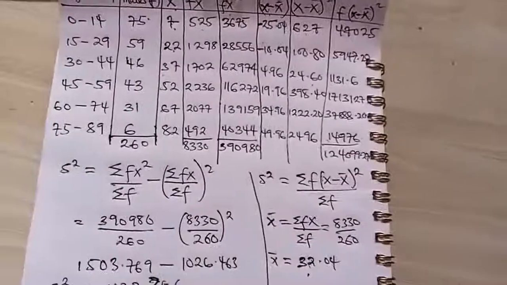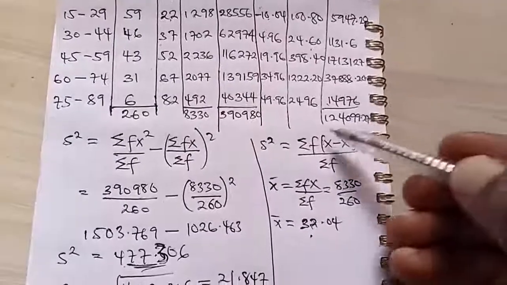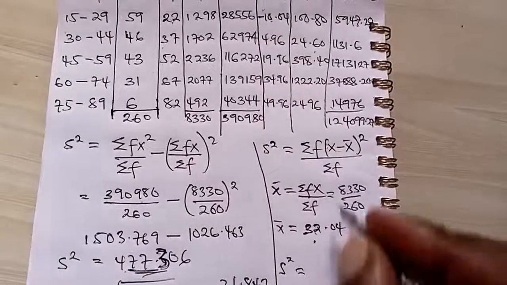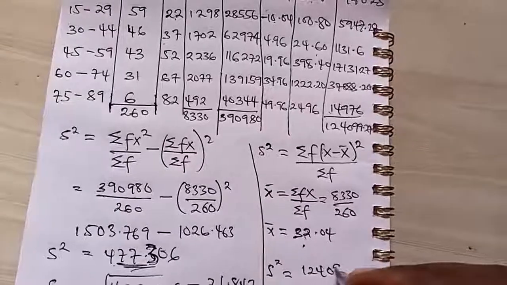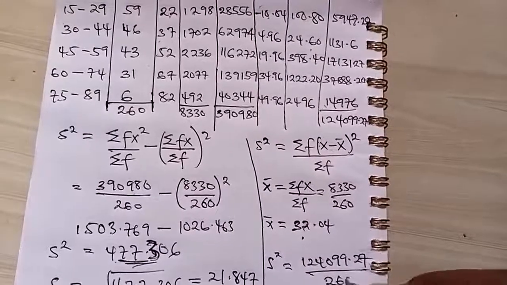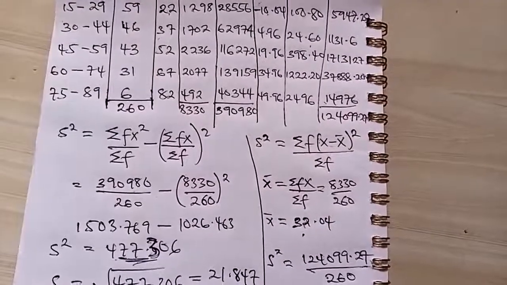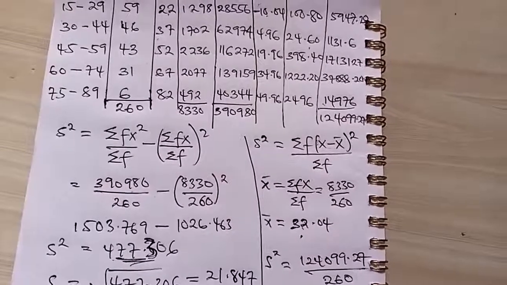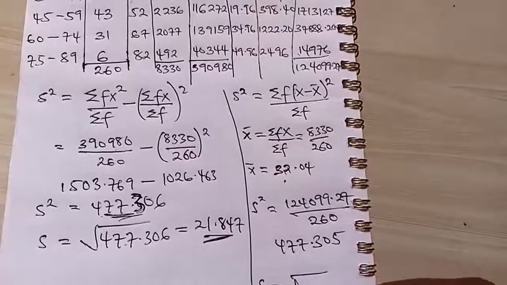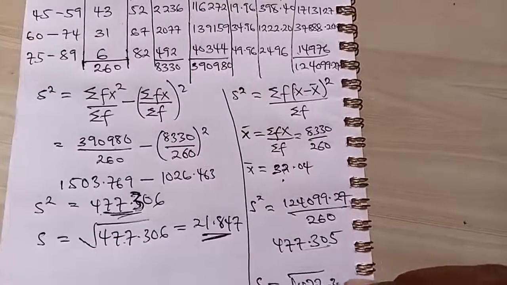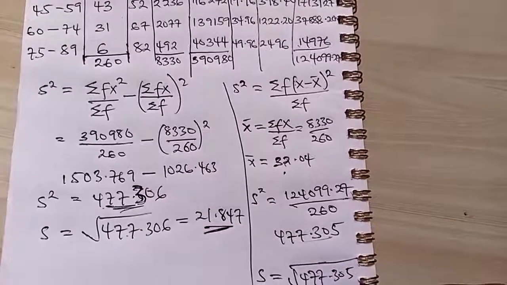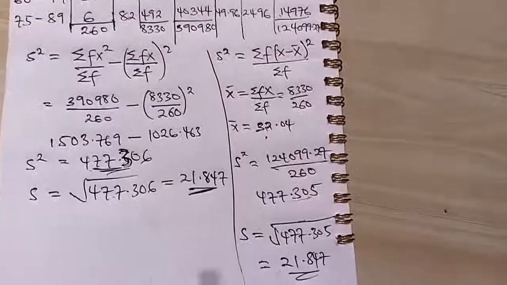Once we're done with that, we sum them up to get the summation. So our variance now becomes the summation of this, which is 124099.27, all over summation f, which is 260. If we divide that, we're going to get 477.305. So this is our variance. Our standard deviation S is now the square root of this variance, 477.305, which is going to give us 21.847. So you see, with both formulas, we get the same answer.